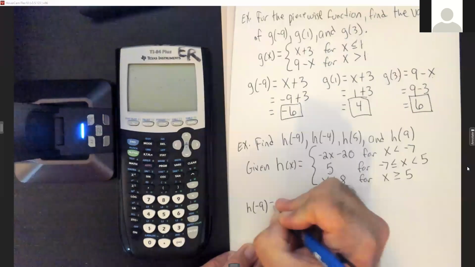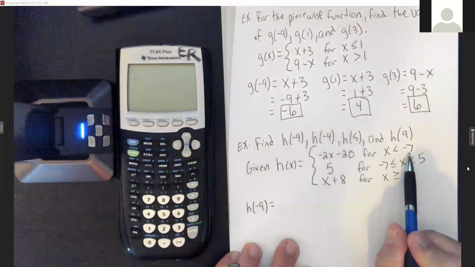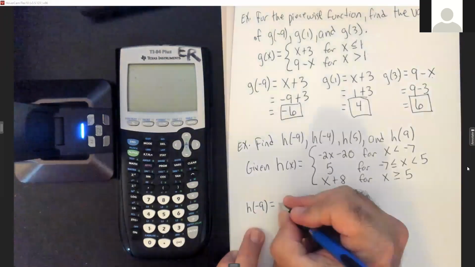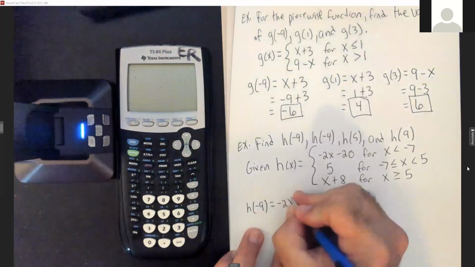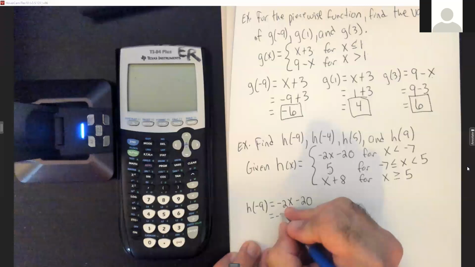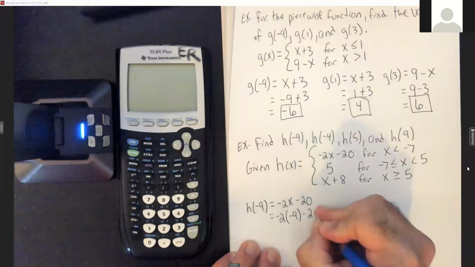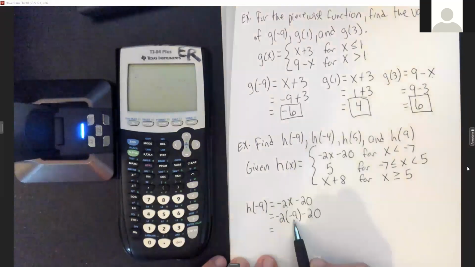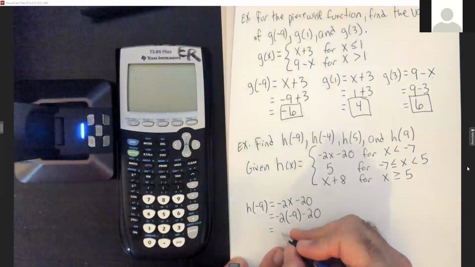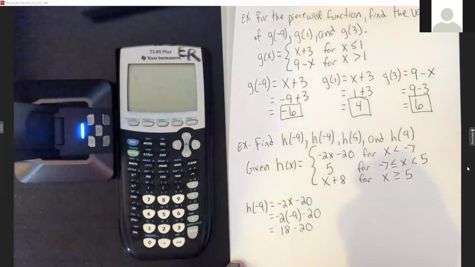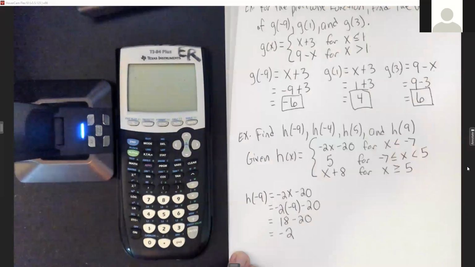So negative 9 is less than negative 7, so I would use the first equation, which is negative 2x minus 20. In place of the x, I'm going to put my negative 9. So negative 2 times negative 9 is 18. 18 minus 20 is going to give me what? A negative 2. So h of negative 9 is negative 2.